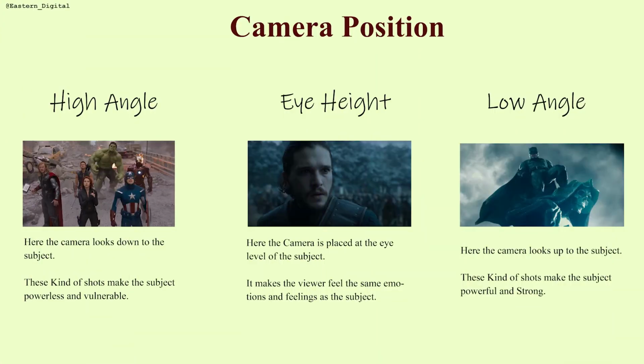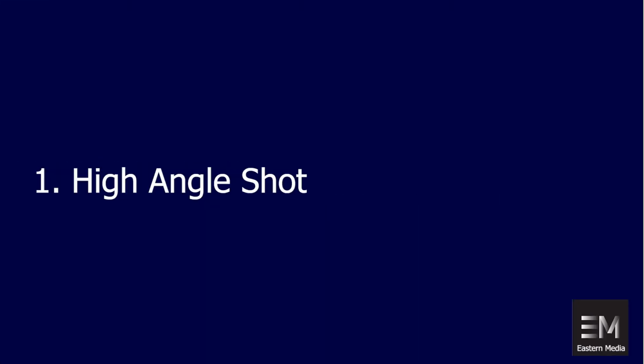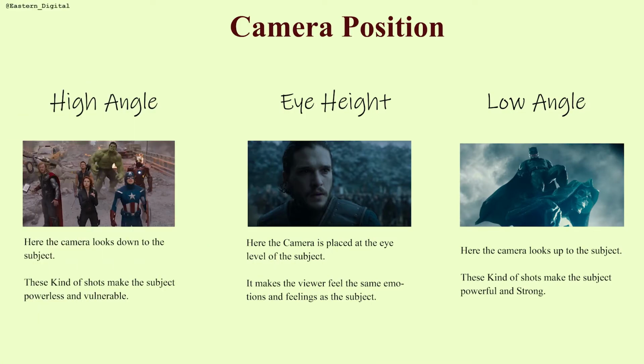Putting your camera in different angles conveys different types of messages and tells different stories to your audience. Mostly, you can classify the camera positioning into 3 different categories. Number 1, high angle shots. Here, the camera looks down at the subject from a higher angle.